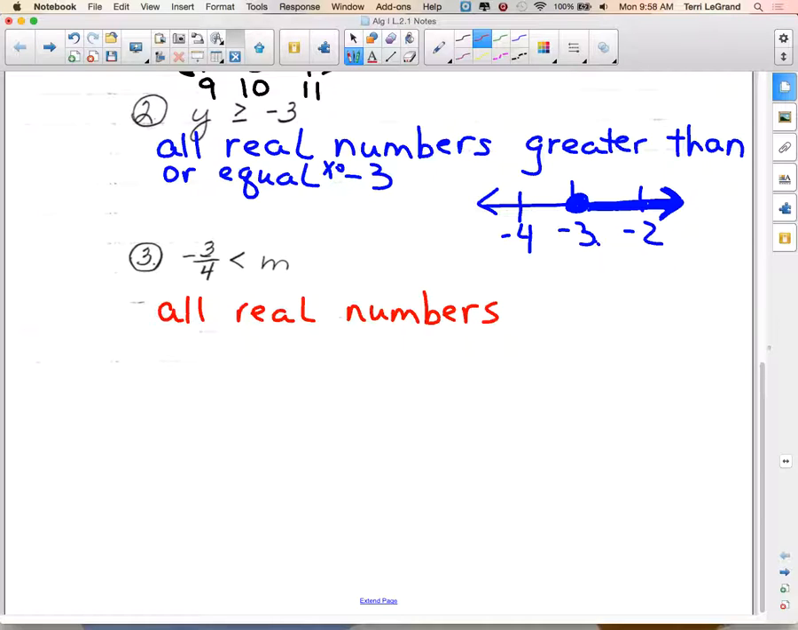Can we flip-flop this? Can this be rewritten like this? Does it mean the same thing? Yeah, it does. So we can reverse it, basically everything just turns over. So M is greater than -3/4. Well, now that makes it easier to state as all real numbers greater than -3/4.